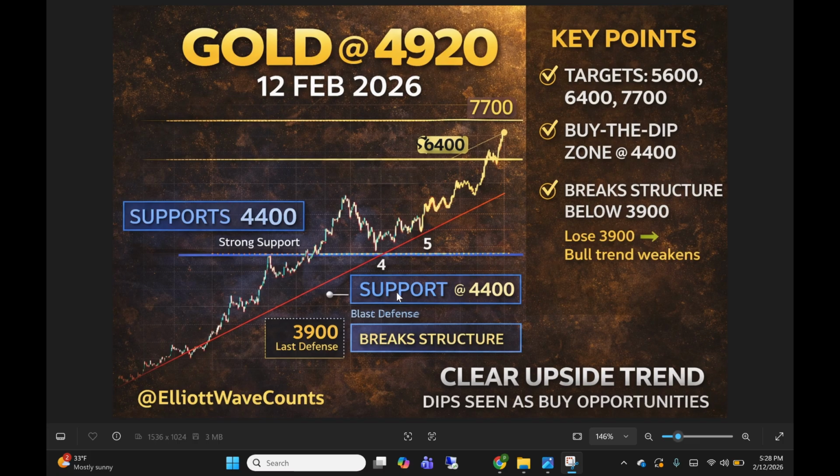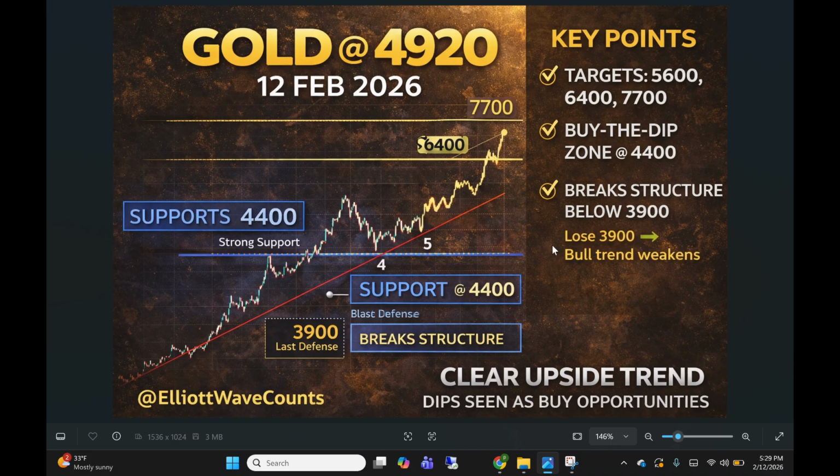Gold, we are going to speak about. It's trading around 49.20. The run that we had seen earlier went to 5600, then it went down to 4400, which was a good support, which we were anticipating would help to stop it, and it stopped, and we bounced back. And what we are testing right now is 5100.